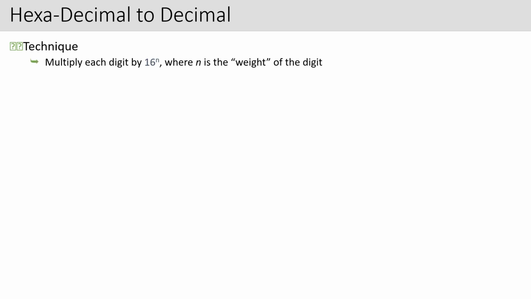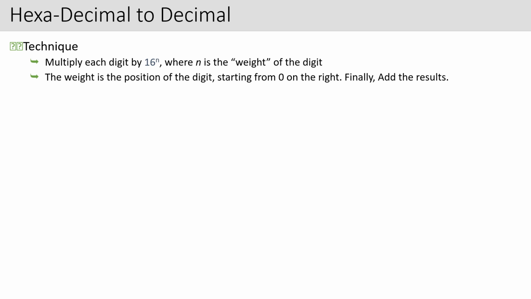What you will do here is multiply each digit by 16 to the power n, where n is the weight of the digit. Same way, weight is the position of the digit starting from 0 on the right, and finally add the results. For example, suppose you say ABC in base 16. You want to write it down in the decimal form.